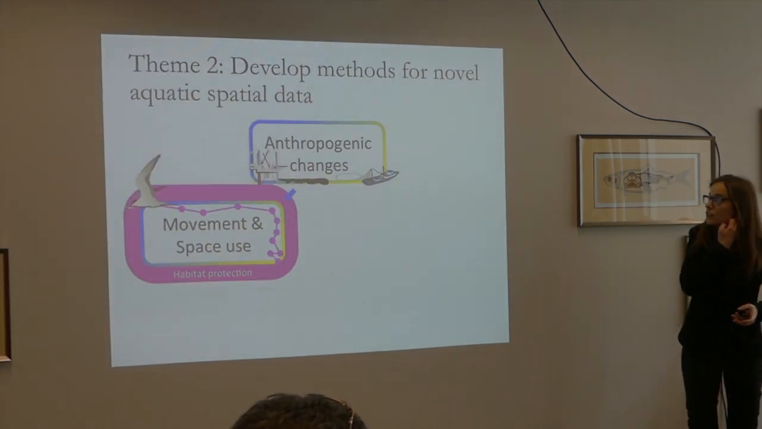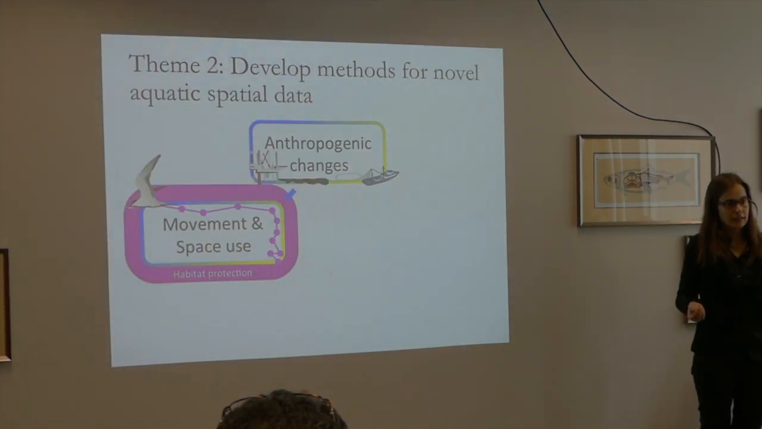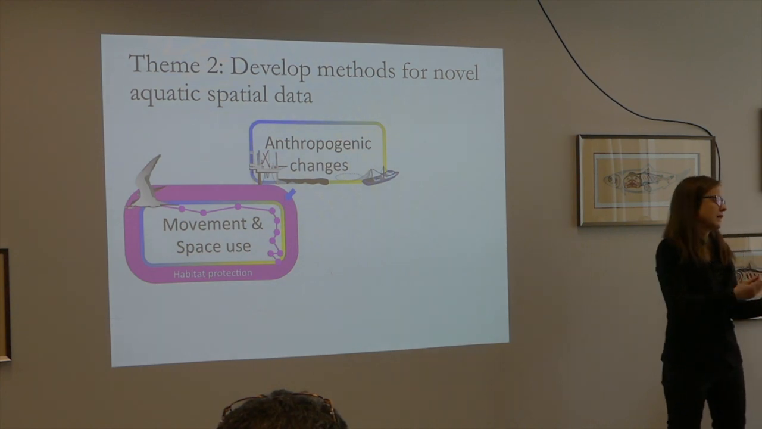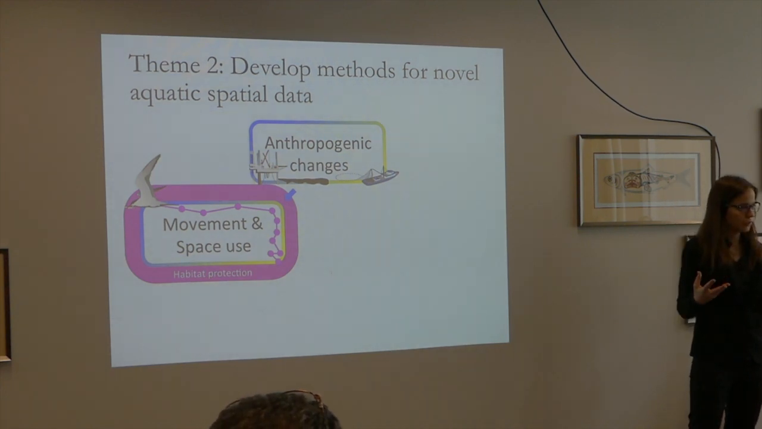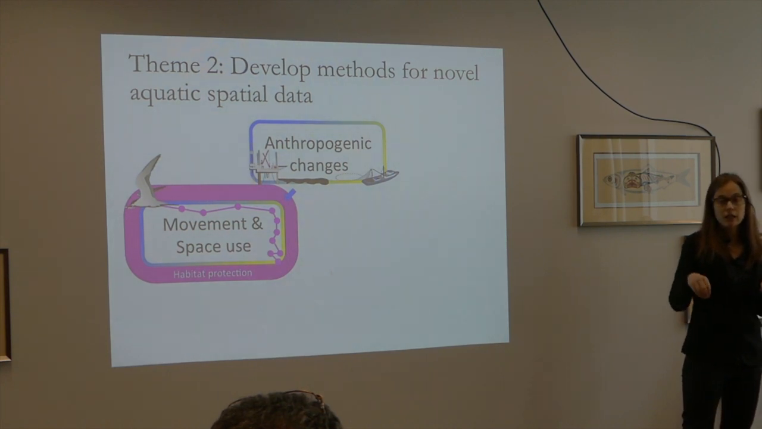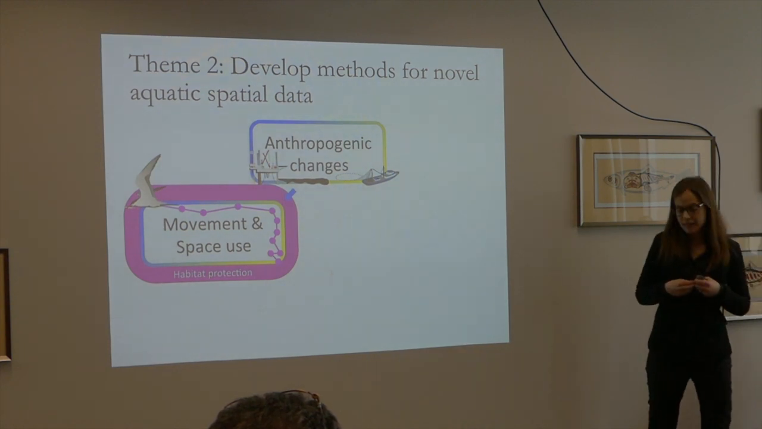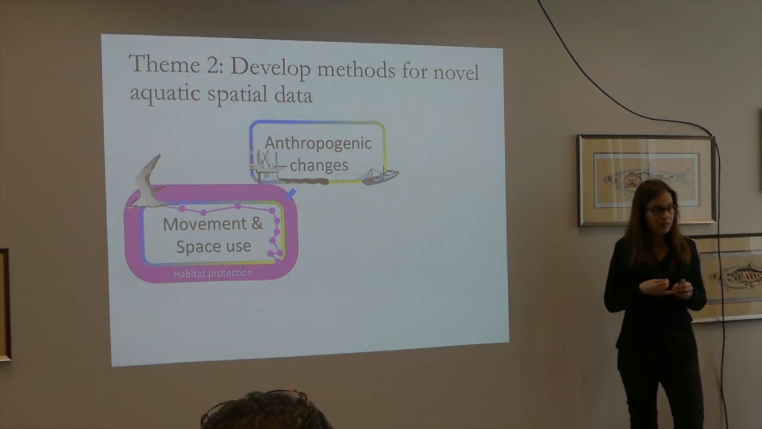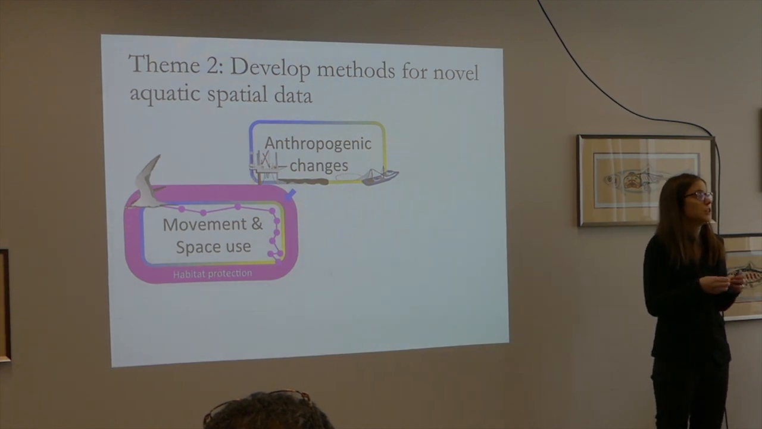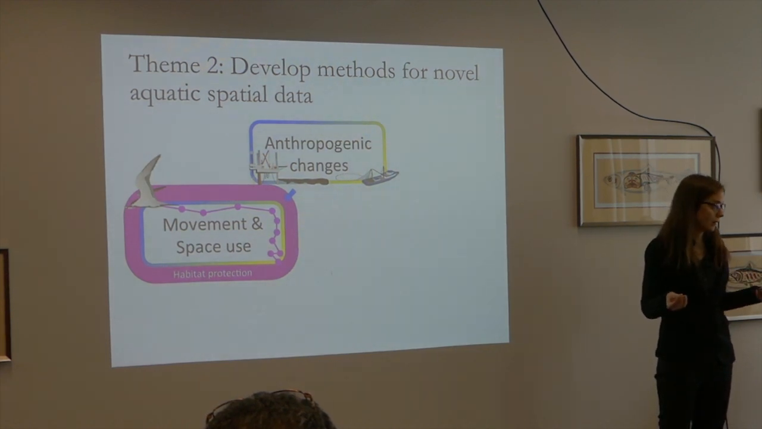The second theme is to develop methods for novel aquatic data. There's been a lot of work on GPS tracking data, which is the focus of the first theme, but there are not a lot of sophisticated models for data that's gathered with things like acoustic receivers. Developing models for this type of data is really important because a lot of species that live underwater can only be tracked with these kinds of receivers. For example, all the fish that don't surface, so most of them, cannot be tracked by GPS. They need to be tracked with things like acoustic receivers.